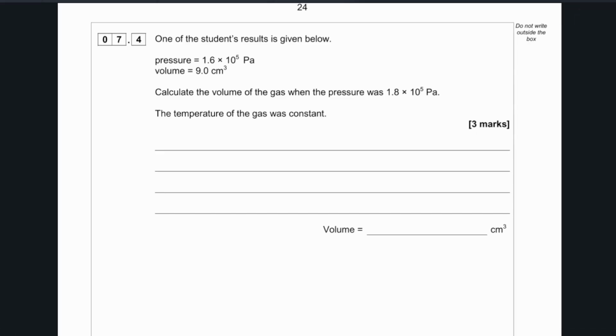7.4 then, one of the students' results is given below. We've got the pressure 1.6 times 10 to the 5 pascals, and the volume 9 centimeters cubed. Calculate the volume of the gas when the pressure was 1.8 times 10 to the 5 pascals, and the temperature of the gas is constant.